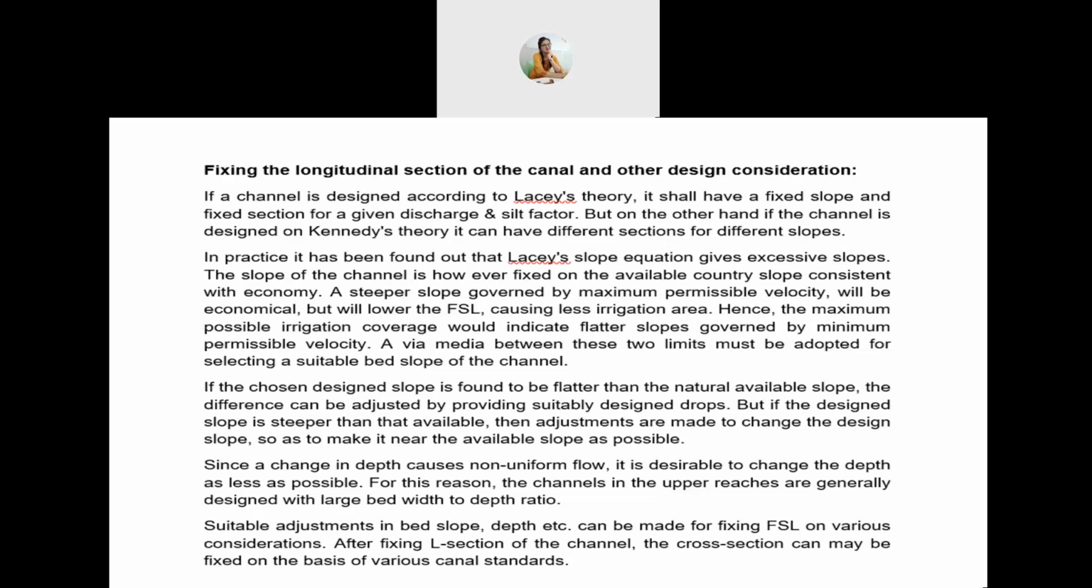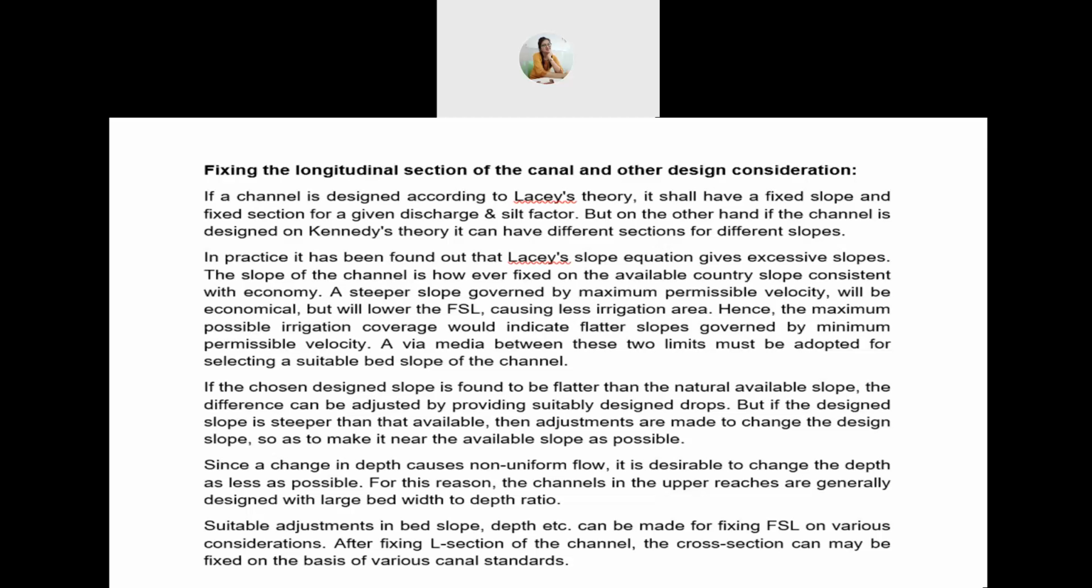Next is fixing the longitudinal section of the canal and other design considerations. Related to Kennedy's theory and Lacey's theory, I'll give you some numericals based on the design procedure, and now we'll continue with fixing the longitudinal section of the canal and other design considerations.